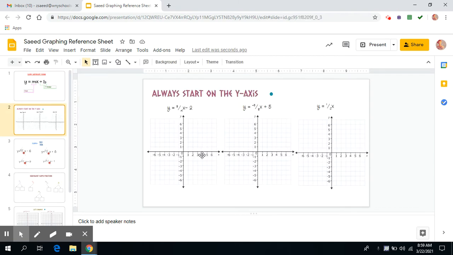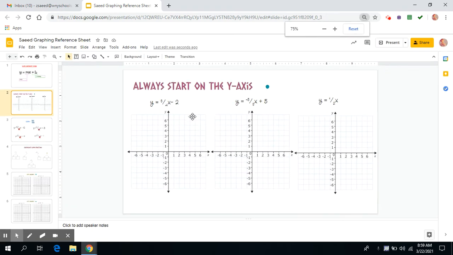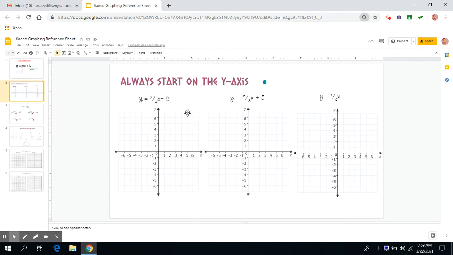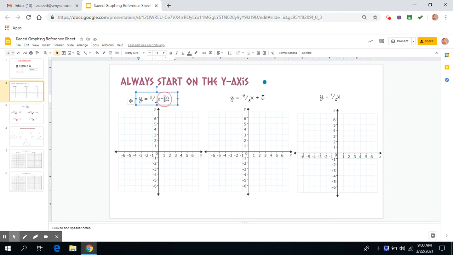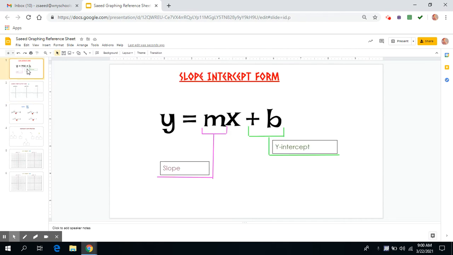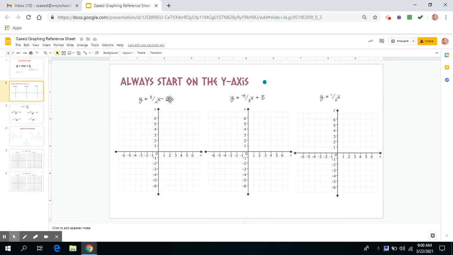Slide number 2, I want you guys to always start on the y-axis. That just means when you are plotting your y-intercept, let me see if I can make this bigger for you guys. When you're plotting your y-intercept, what is the number that you're plotting? Your 3/4 or your -2? Remember, we just identified it up here. Y-intercept is your b, the number that's alone, your constant. So -2 is your y-intercept. That is what you're plotting on your y-axis. Your vertical line, not horizontal, your vertical line. Okay, so drag that there.